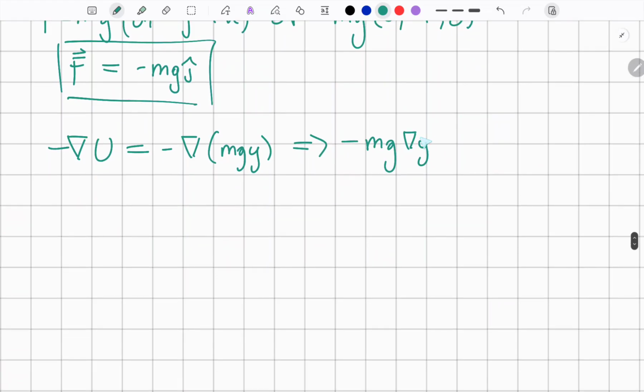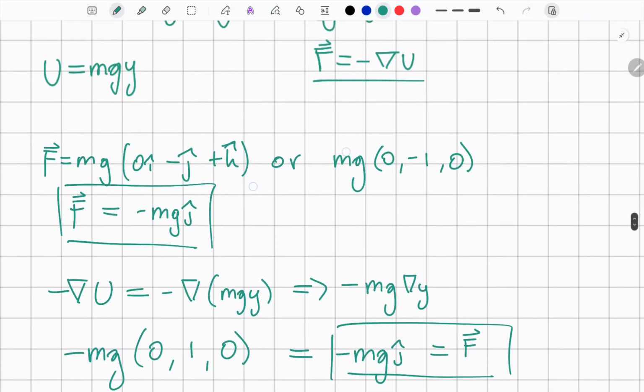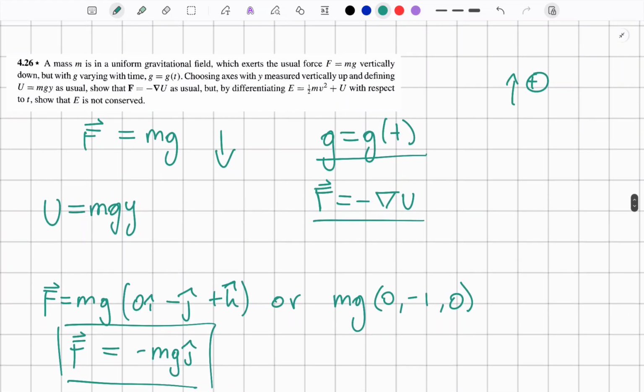If we take the gradient of y, the partial with respect to x is just 0. Partial with respect to y is 1. Partial with respect to z, 0. And we end up with negative mg j, which is equal to our force. So we've shown that the negative of the gradient of potential energy is equal to our force.